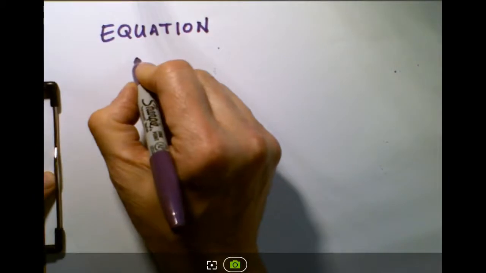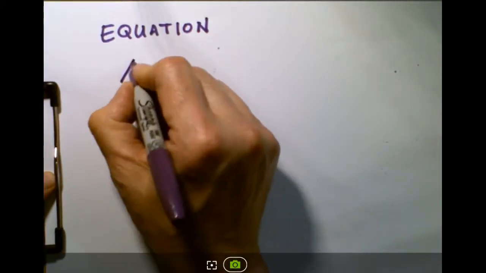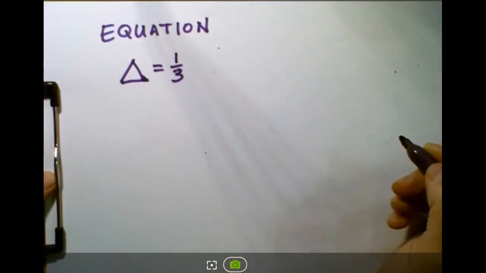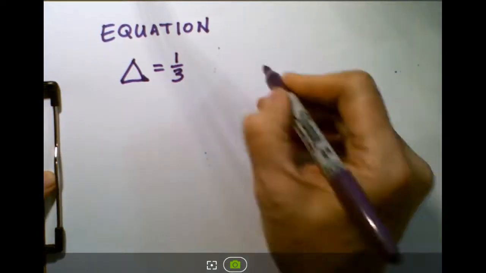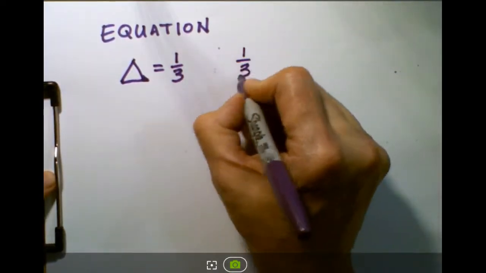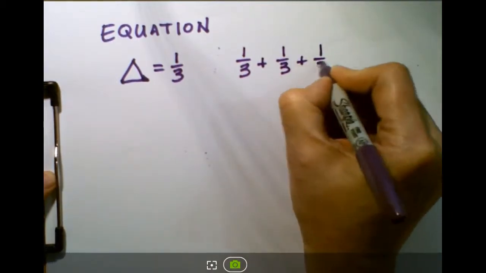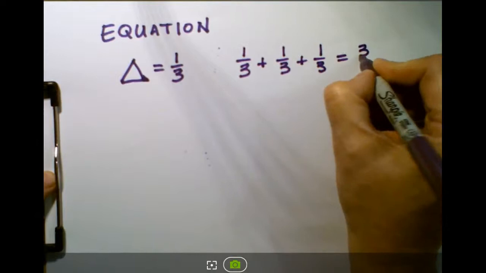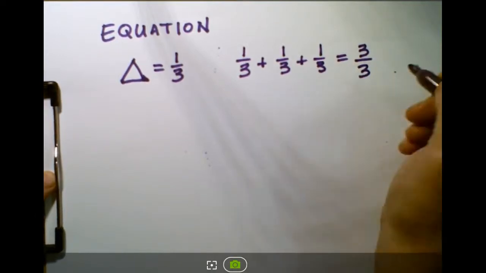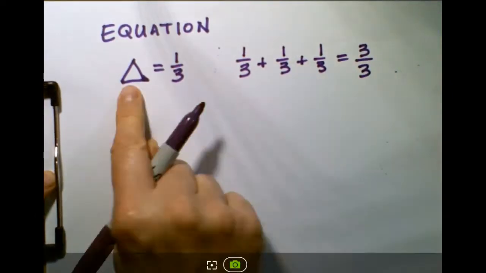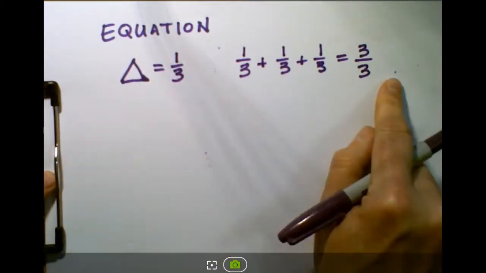And to wrap it up, we need to look at the equations for creating our wholes. So let's say that we are given that triangle again, and we are told that the triangle is equal to 1/3. How are we going to determine the whole? The whole is 1/3 plus 1/3 plus 1/3, and that is equal to 3/3, which would give us three triangles put together, creating the whole.